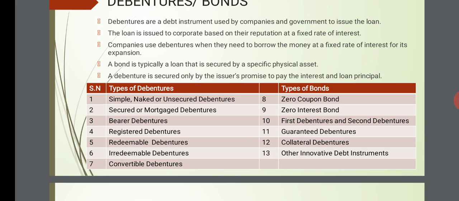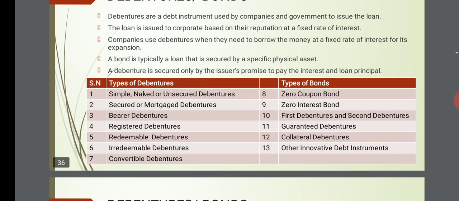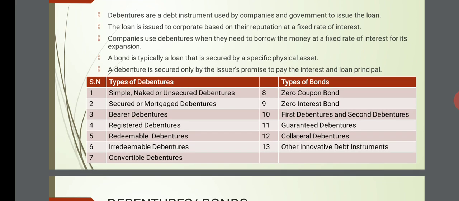Secured or mortgage debentures. Then bearer debentures. Bearer debentures are the debentures which do not hold any name. Whosoever holds that debenture becomes the owner of the debenture. Registered debentures, these are the debentures which are registered with the SEBI.